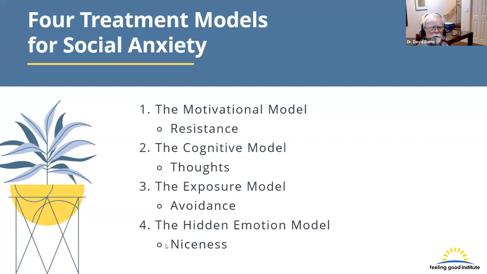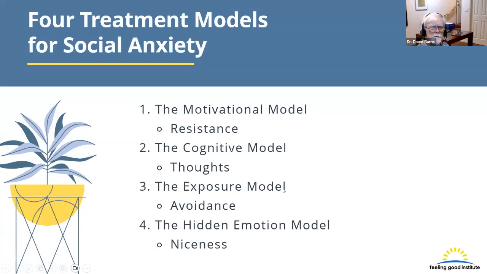The cognitive model is, of course, based on the work of the Greek philosopher Epictetus, and also Albert Ellis and Aaron Beck, and so many cognitive therapists. And that's that all of our feelings, including social anxiety, come from negative thoughts, messages we give ourselves, and that those thoughts are nearly always distorted. And when you change the way you think, when you stop believing those thoughts, you can change the way you feel. And you'll learn a lot of cognitive techniques for social anxiety. And then the exposure model is based on avoidance. The behavior therapists think that avoidance is the cause of all anxiety, and exposure is the cure for all anxiety. And there's a lot of truth to that, although it's not entirely true, but certainly exposure is important.